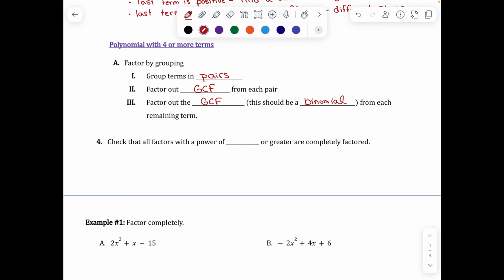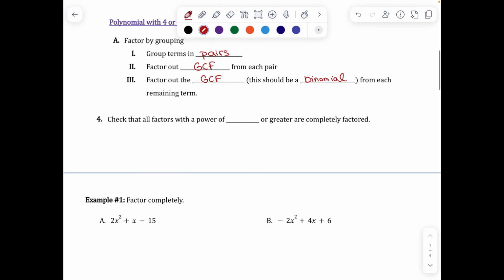So once you've done all of that factoring, either it's a binomial, trinomial, or factoring by grouping, then we want to check to make sure all factors that have a power of 2 or greater are completely factored. If you can factor again, then factor again.